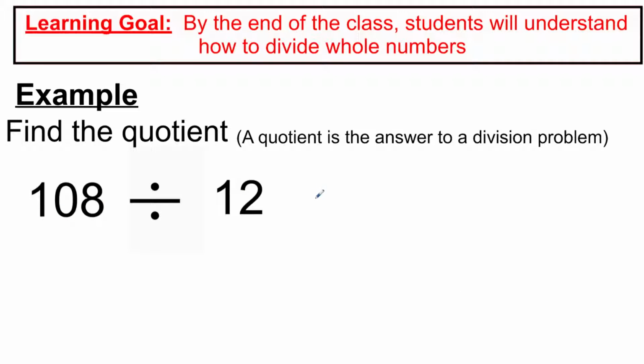Okay? In this case it would be in the 12 times 9 column. So if you know your math facts, your multiplication facts, they're memorized, they're ready to go, you can look at that and say, okay, I know that 12 times 9 is 108, so that's going to work.